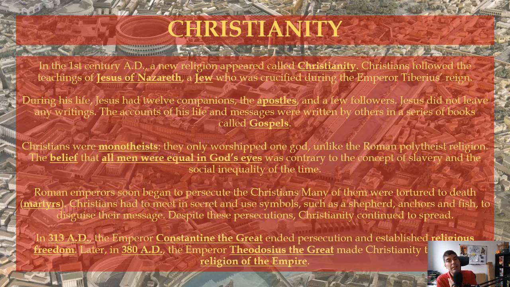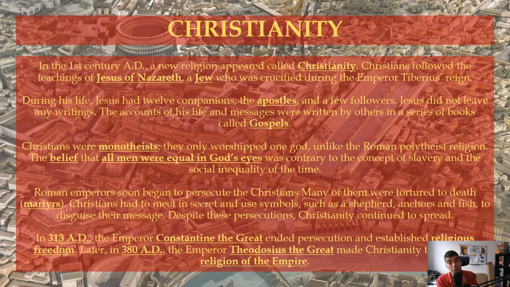And that is why the Roman emperors started to persecute the Christians. Why? Because besides all of this, they refused to worship the emperor. And some of them were tortured, and many of them were killed, and they were called the martyrs, los mártires. So the Christians had to meet in secret, usually in the catacombs of Rome, for example, and they used secret symbols, the scepter, the anchors, the fish, the hero, to disguise their message.